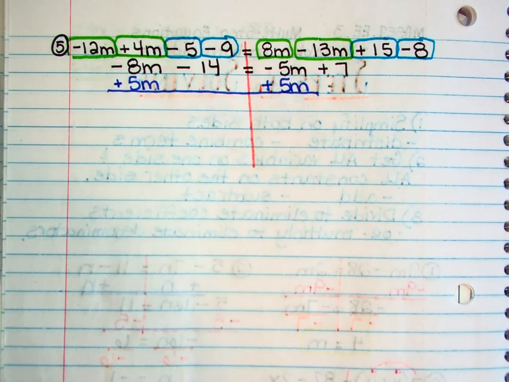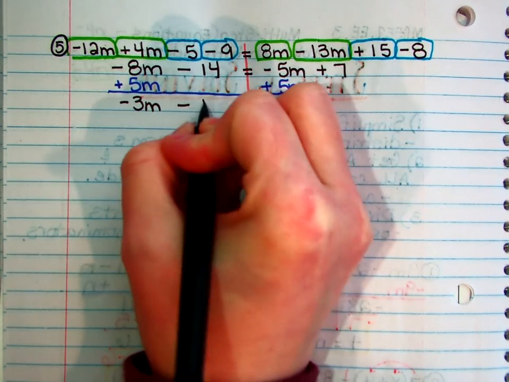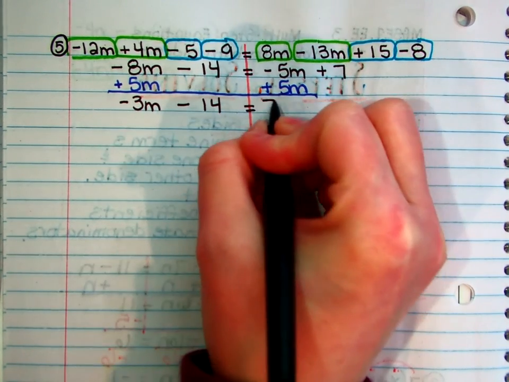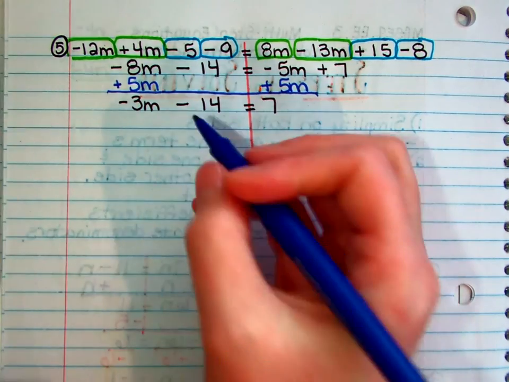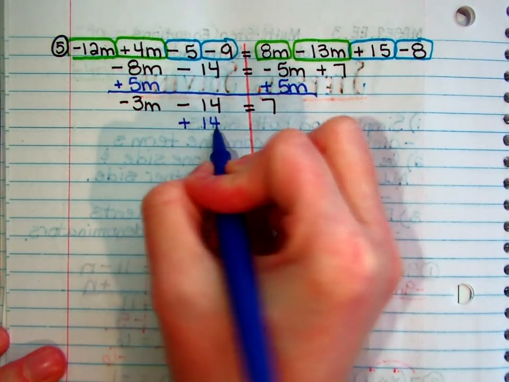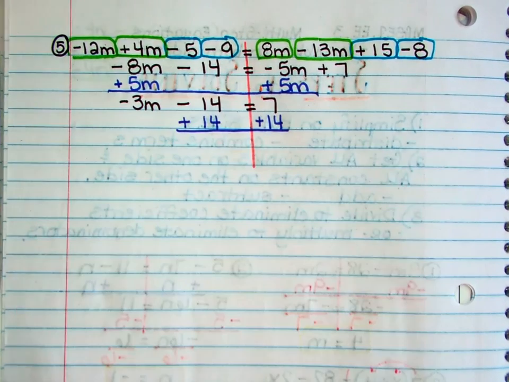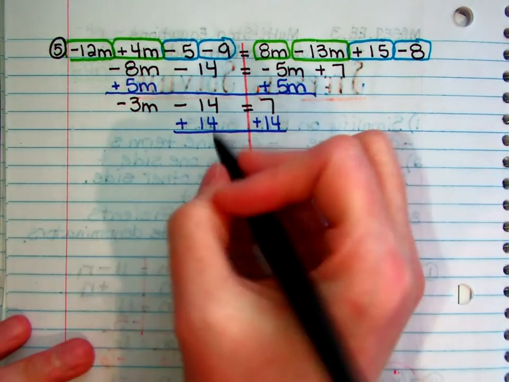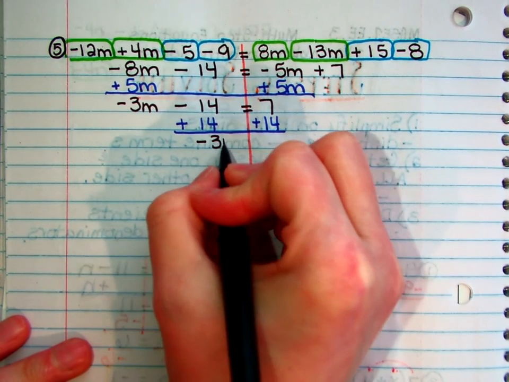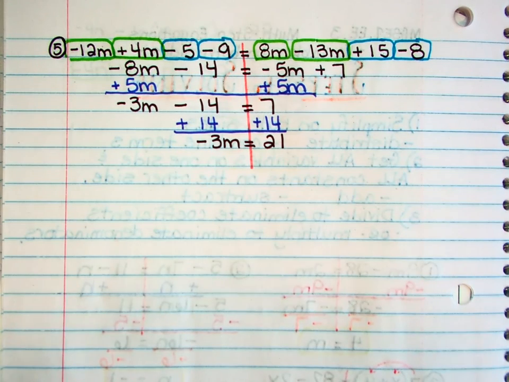My paper's like rolling on me here. And then what I do on the left hand side, I have negative 3m minus 14 equals 7. Now we need to take and do the same with our 14. Let's add him to both sides. I know that looks weird, but you guys should be able to figure out 7 plus 14, even though it does look weird. On the left, now I have negative 3m equals 21.